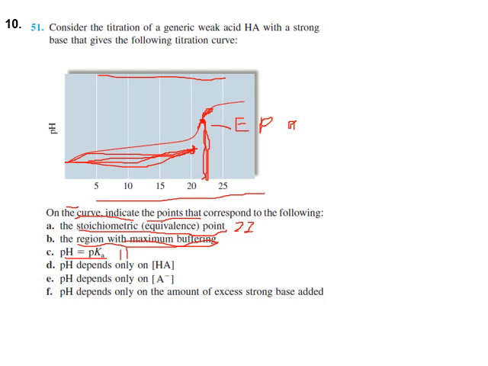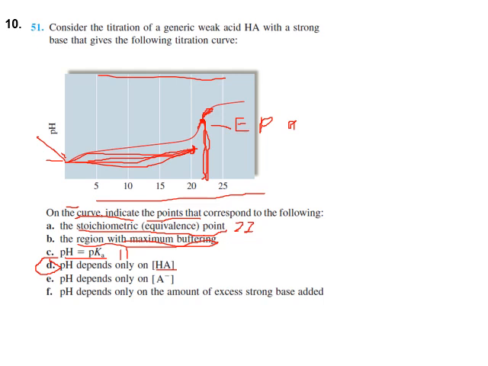Okay, look at D. Where does the pH depend only on the concentration of HA? So think about that for a second, and then we'll answer. And the answer is when you first start off here at the very beginning, before you add any of your base. So in other words, where you only have HA, that's where the pH will only depend on that.